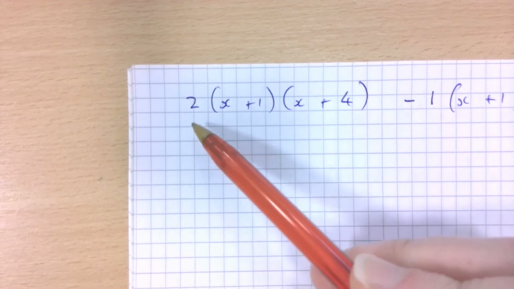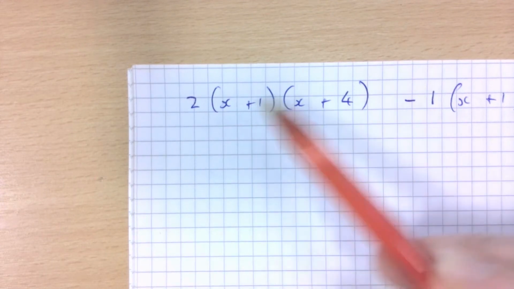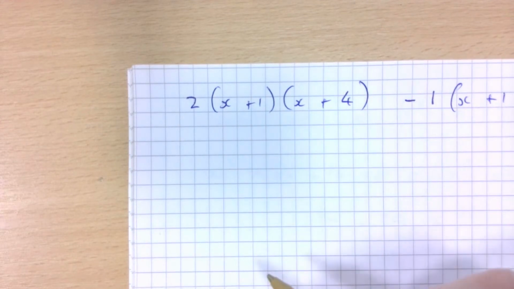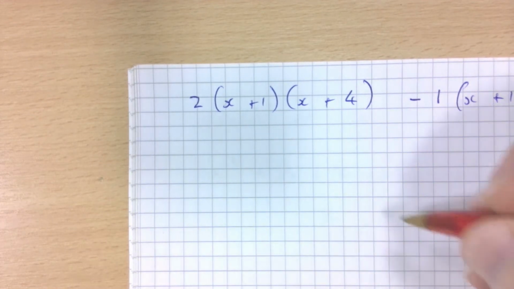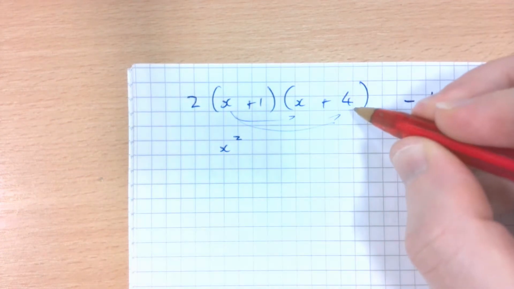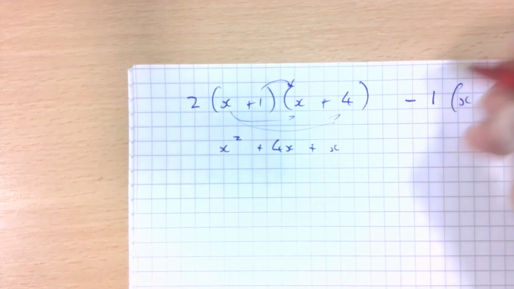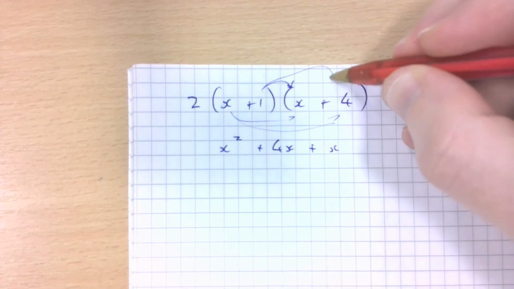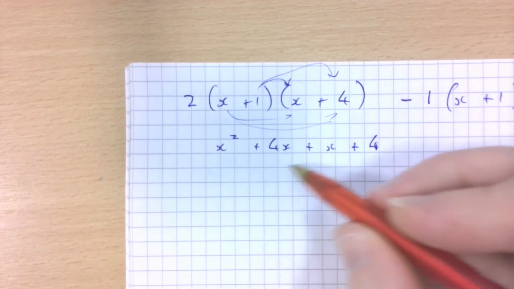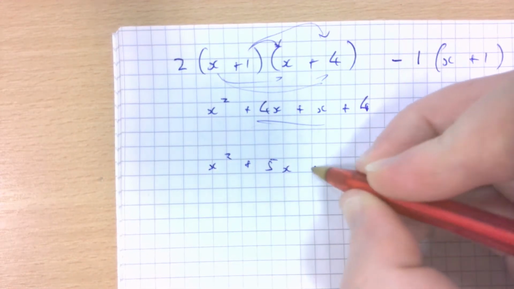Question you might have is, well, what on earth does this 2 do? It effectively doubles the expansion of this double bracket. So how I would go about this is expanding this double bracket first and then doubling everything. So, using FOIL, x times x, x squared. X times 4, 4x. 1 times x, that's just plus x. And then 1 times 4 is 4. Now you can combine these two x terms to make x squared plus 5x plus 4.